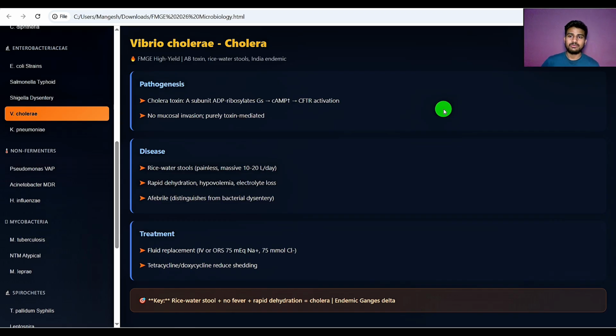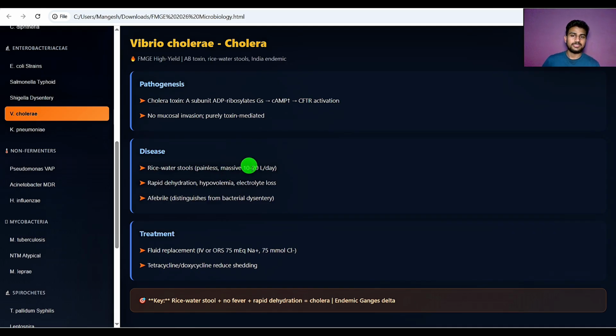The thing that I want you to focus more on is this rice water stools, because in past exams, whenever there was a question about Vibrio cholerae, there was a mention of rice water stools or rice gruel stools. So this is something that will be indicative of Vibrio cholerae in your exam. It is painless, unlike Shigella, because that was painful, there was tenesmus.